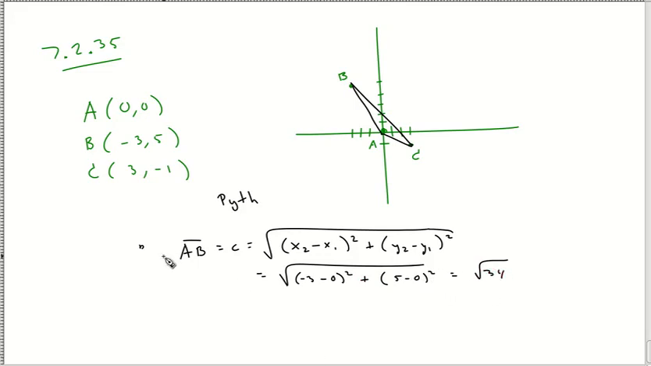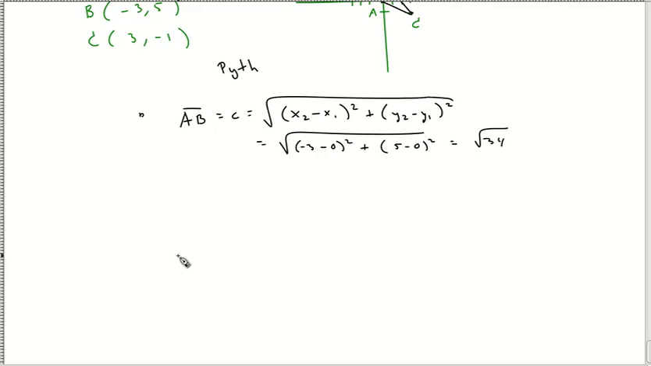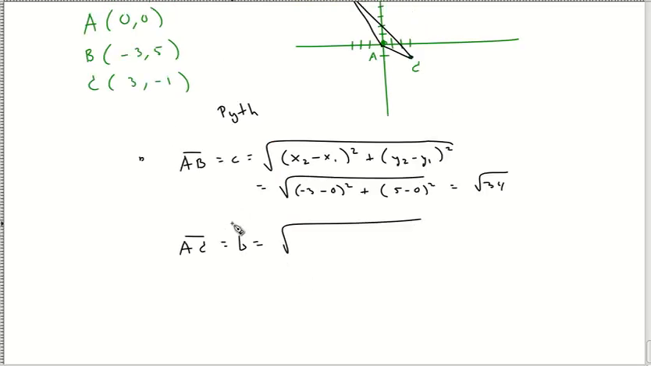And you don't have to convert that right now. In fact, leaving it as square root 34 is preferable because we're going to be using it here in a second for something else. Okay, AC is little b. So using my A and C values, I'm going to do 3 minus 0, negative 1 minus 0. Do the math, square root of 10.